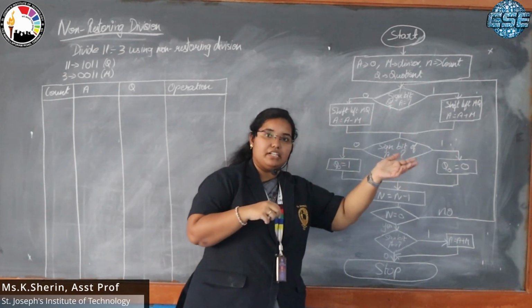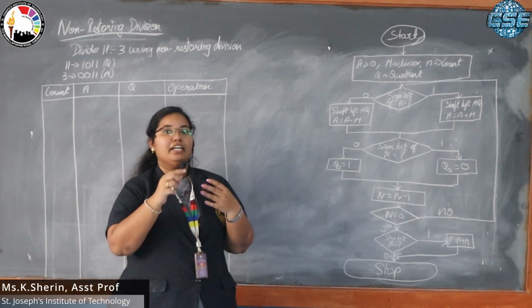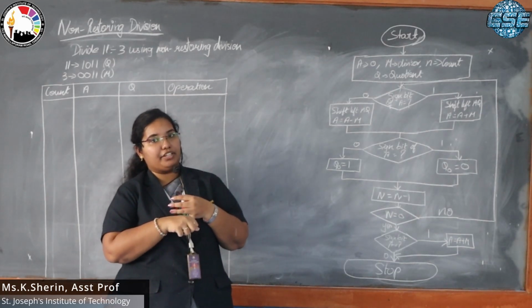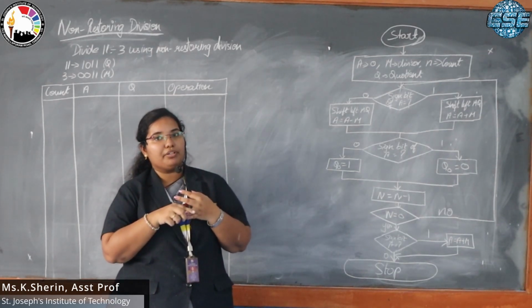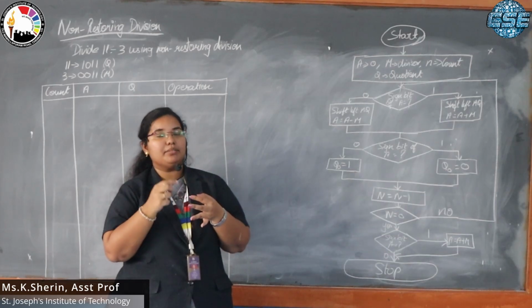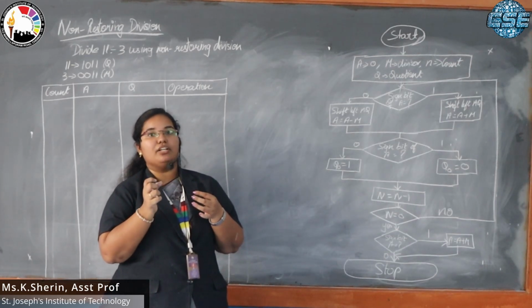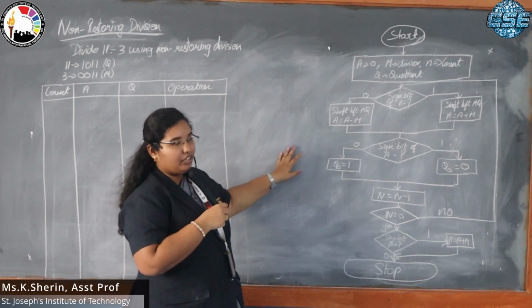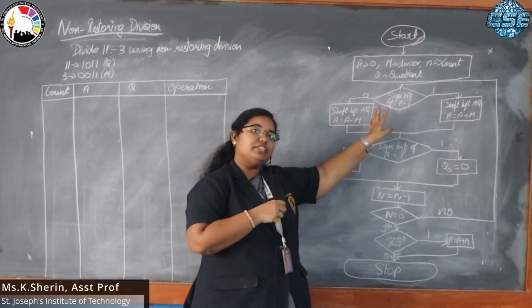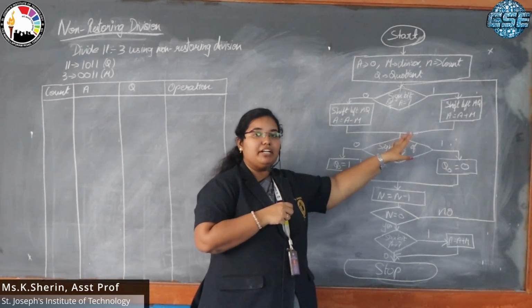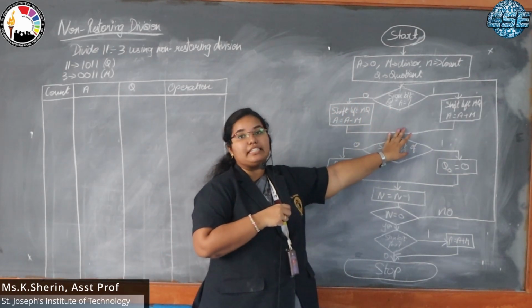In the previous restoring method, the procedure was shift left of AQ, then A is equal to A minus M, and the last procedure was checking the sign bit of A. But in the non-restoring part, the first procedure after the initialization part is checking your sign bit condition.